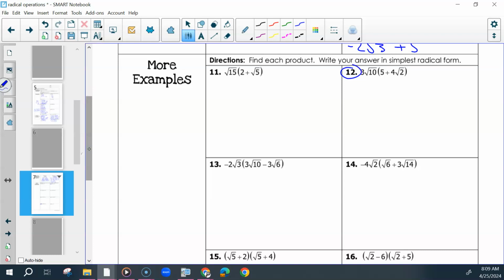So starting with 12, it's similar to what we just did, but instead of just having a root, it has a number in front, a coefficient, and a root. So we're going to multiply both. So this entire thing gets multiplied to this. However, only the coefficients get multiplied together here. And then we're going to do that same thing and multiply that whole thing to this. And we have a coefficient and a root, so both things get multiplied.